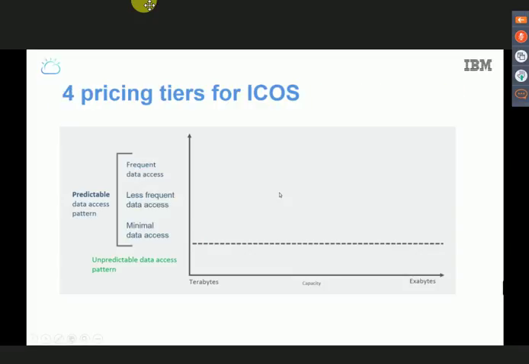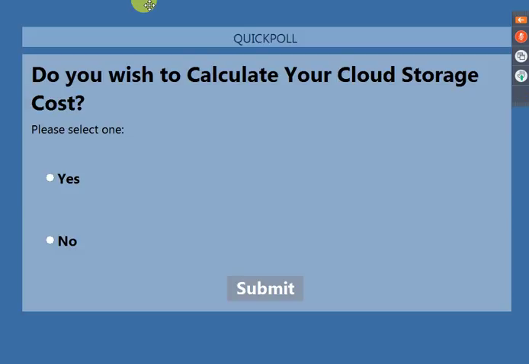All right. Now I come to the last section of my presentation, which is the pricing and how it compares against AWS. And this is where we will have some poll questions. So I will really appreciate it if you can give us your responses. That's going to come in the next slide.